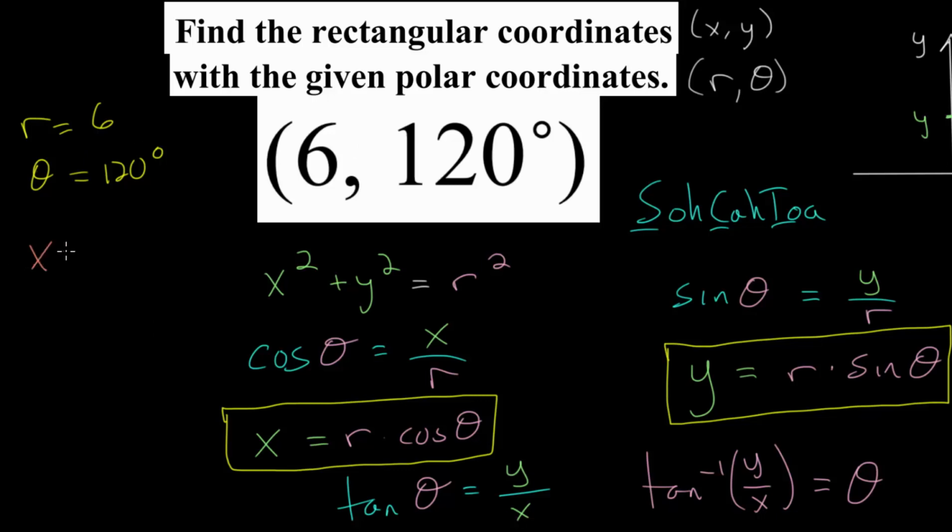We'll have that x is r, which is 6, multiplied by the cosine of 120 degrees. And we can simplify this. You could use a calculator, or you can use the unit circle. We know that a 120 degree angle will be right here. And remember that at any point on the unit circle where our angle is theta, the x coordinate is the cosine of the angle and the y coordinate is the sine of the angle. So at this point over here, we're really looking for the x value.